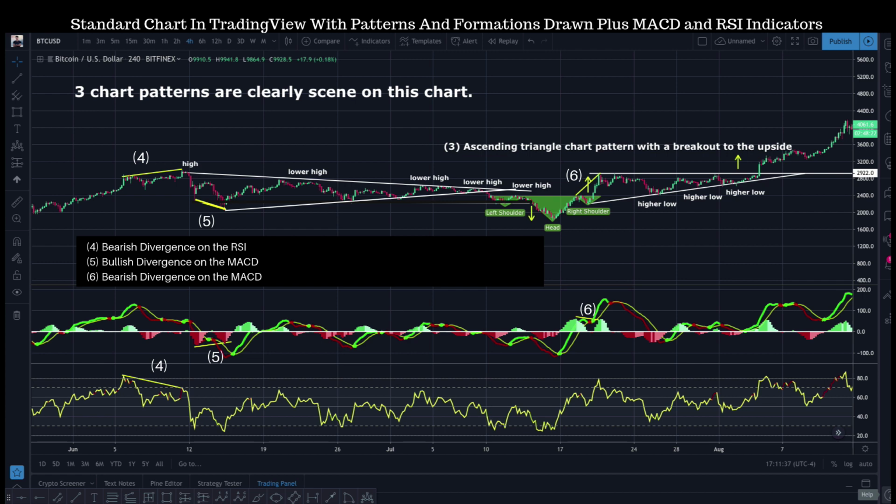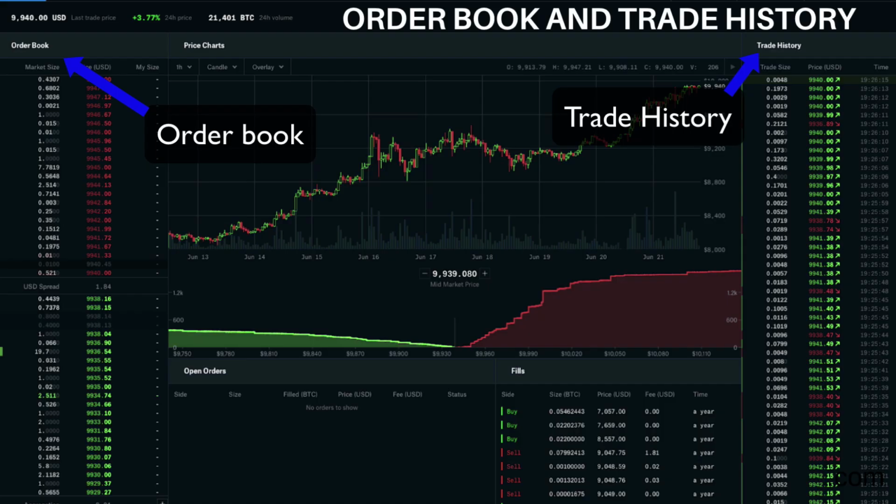Now, along with technical analysis and indicators and fundamental analysis, one other tool you could use is called the order book and the trade history. So let's put that up on the screen right now. The order book on the left side shows all of the orders that have been put into the books but haven't actually been executed yet. The trade history are the ones that have actually already gone through and been executed.